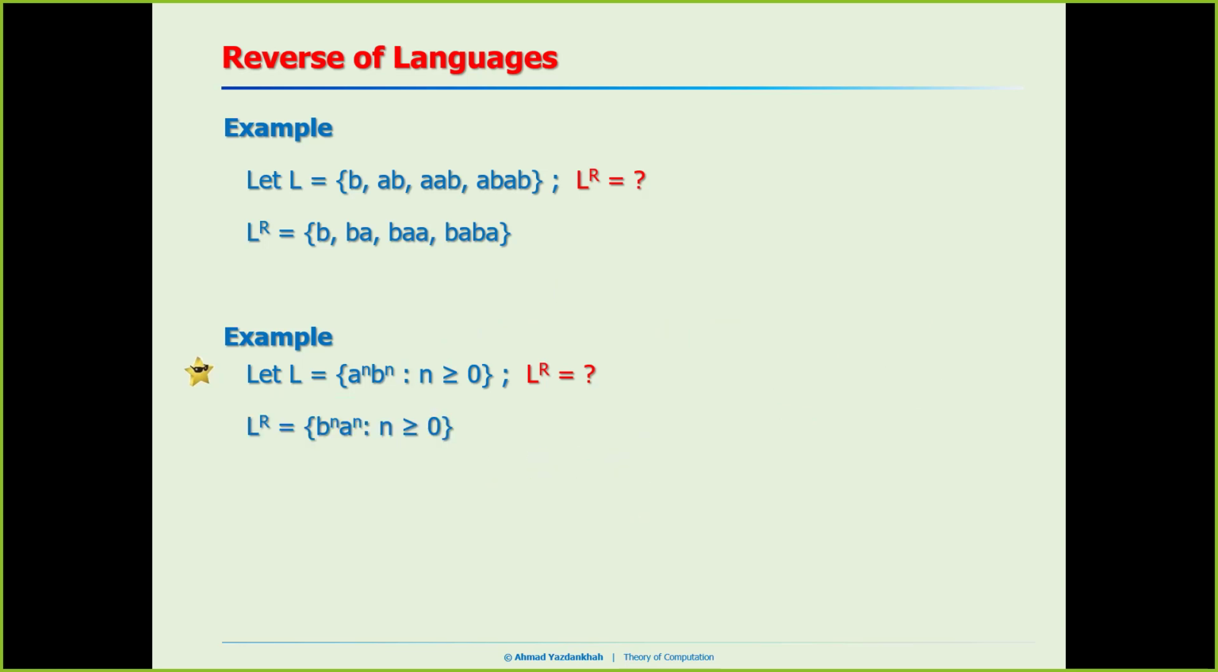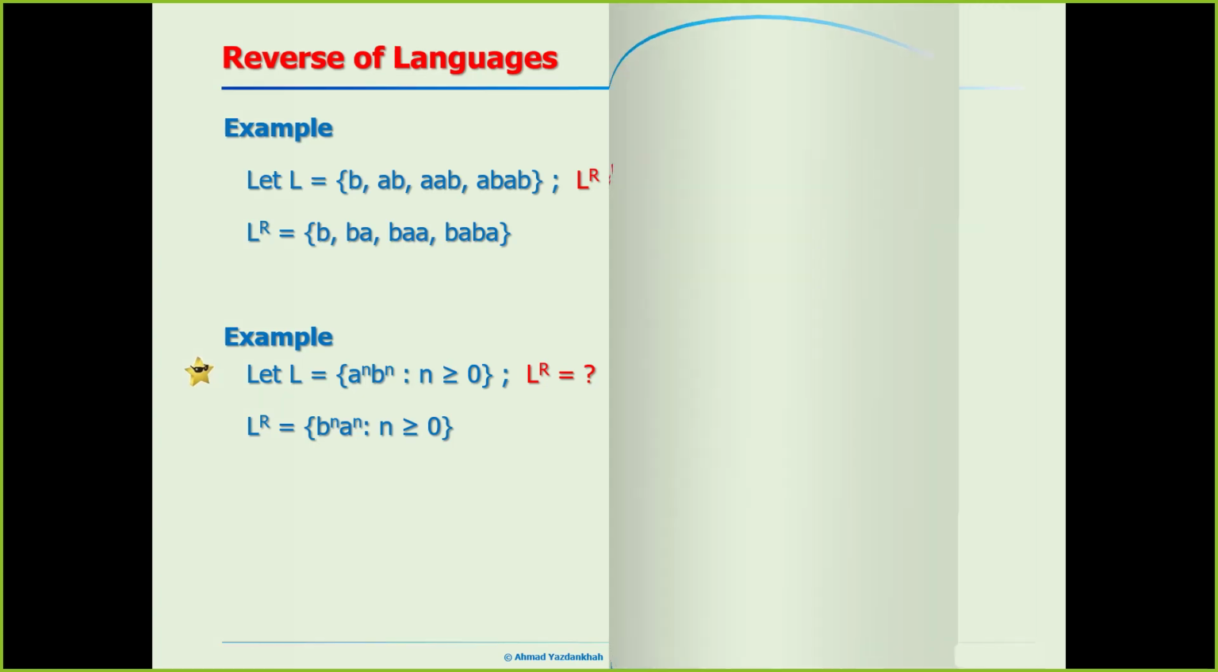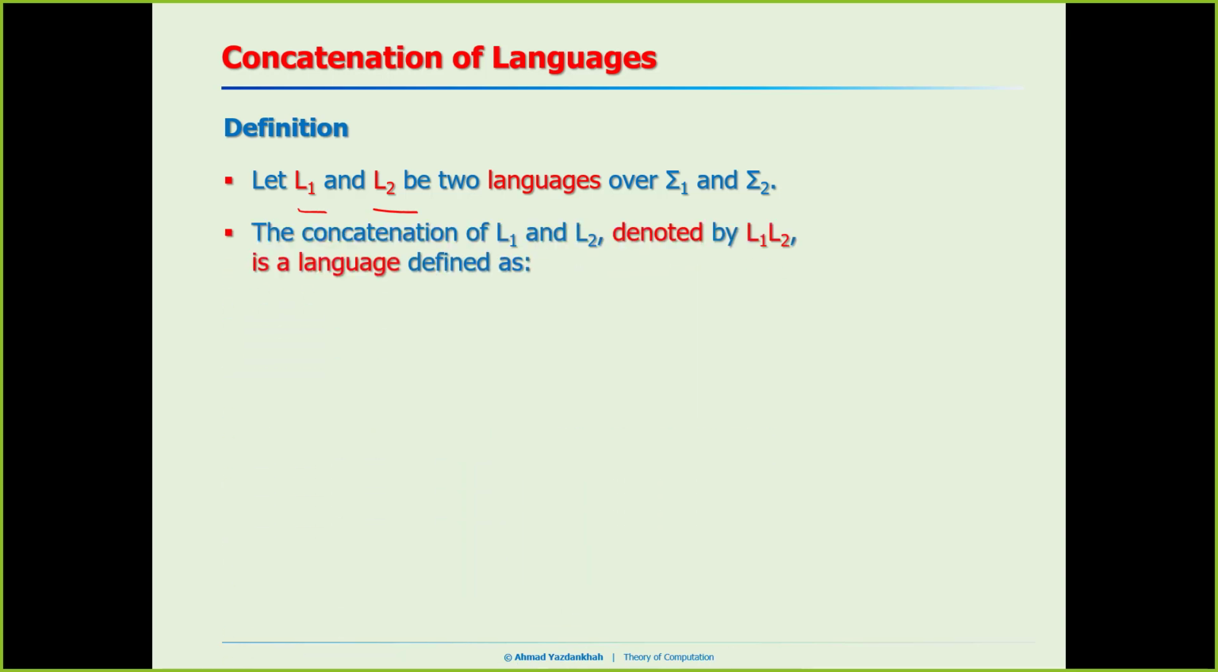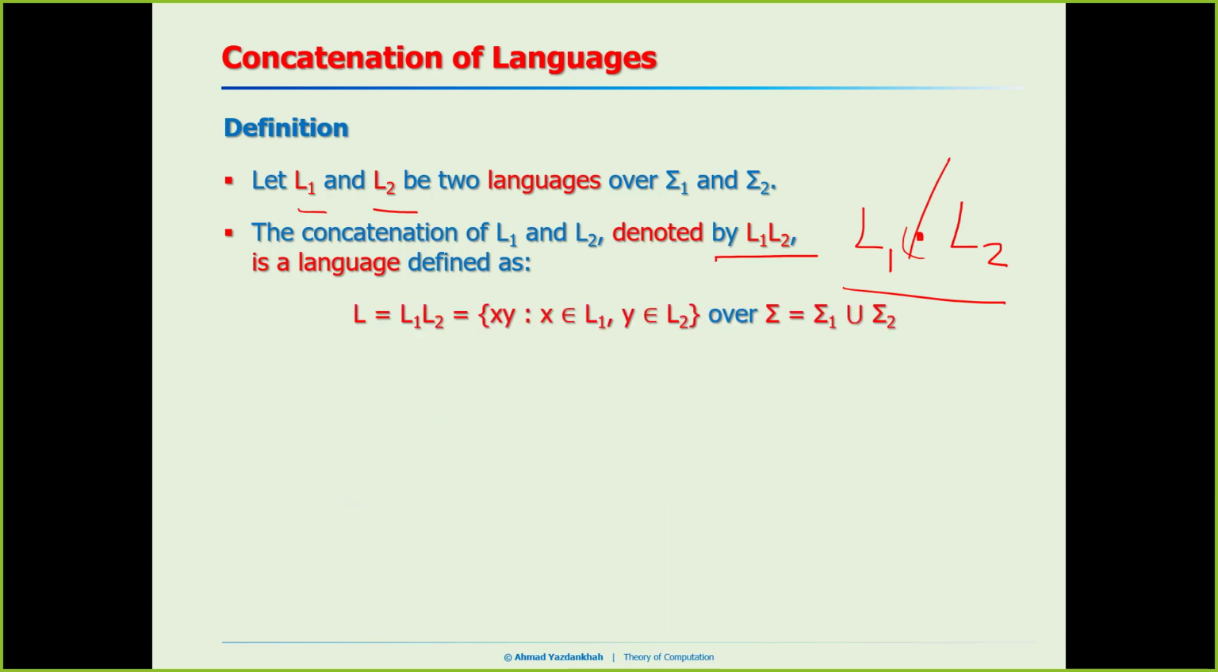We are talking about the operations of languages. Up to this point, we have reverse complement and now concatenation. What is concatenation of two languages? If we have L1 and L2, we define the concatenation of L1, L2. First of all, we denote it with this. Sometimes we might use the dot, which means the concatenation, but if we remove the dot it is okay. And we define that with this set builder.